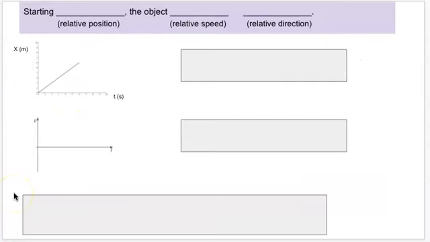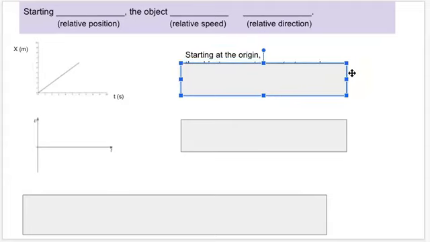So we have a sentence starter at the top in purple. It's a great sentence starter you can use every time. We have a position time graph right here. There's one type of motion happening. So let's start to describe it. Using that sentence starter, starting at the origin, because the object started at the origin on the position time graph. Look at the slope.